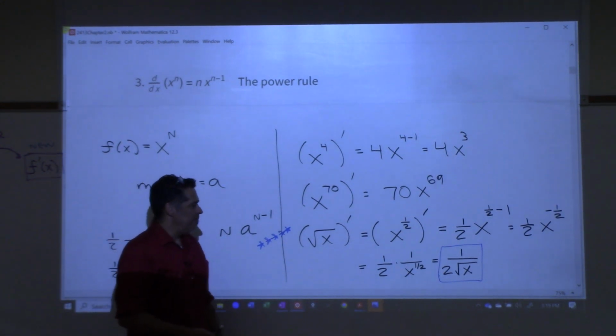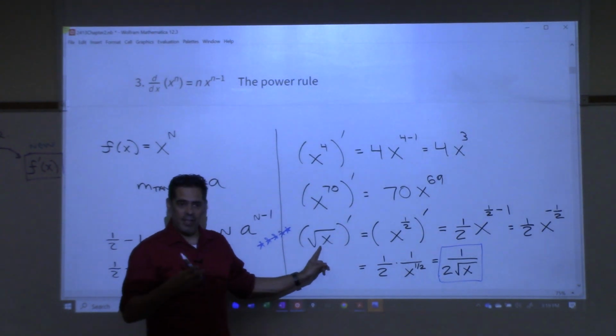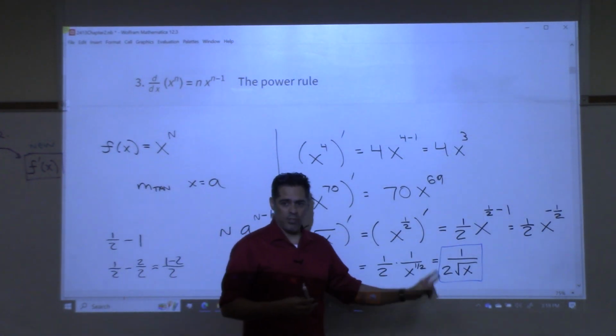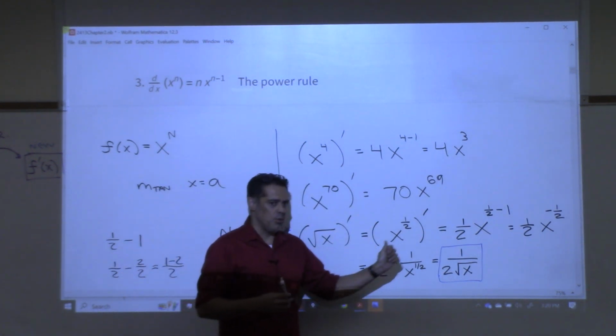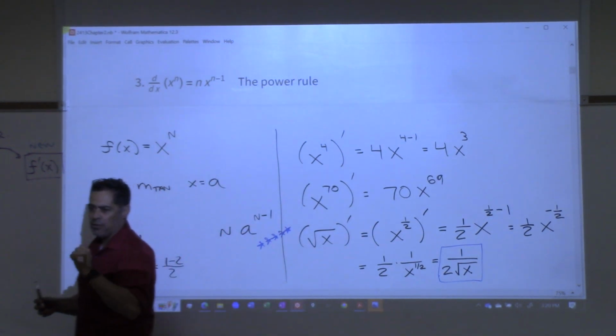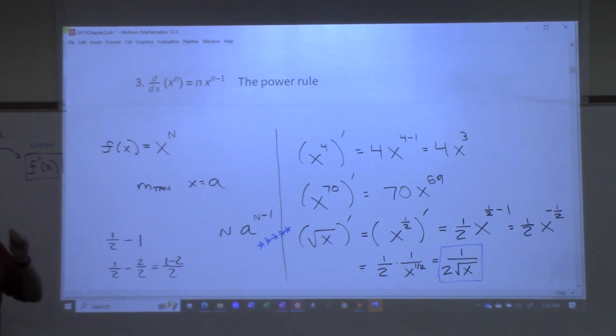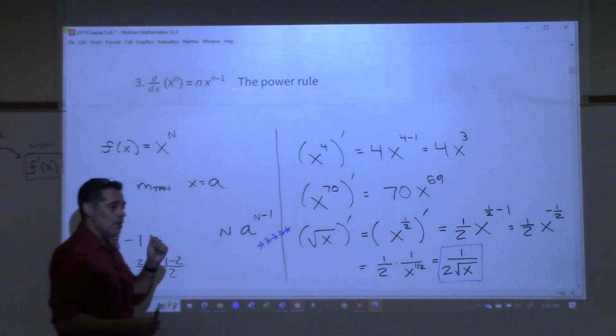Let's say it together. The derivative of the square root of x is 1 over 2 root x. The derivative of root x is 1 over 2 root x. I can't say it fast, but I can say it right. Derivative of root x is 1 over 2 root x.